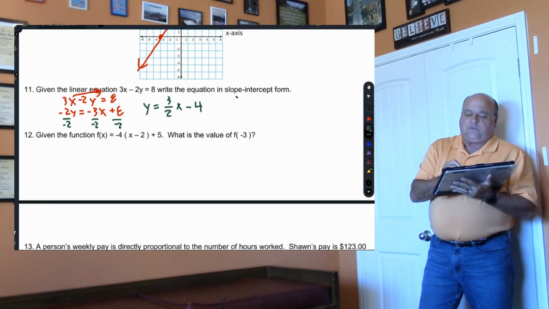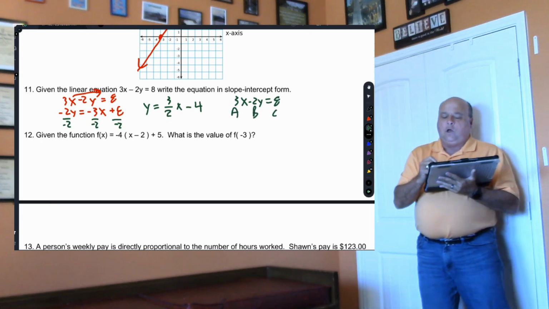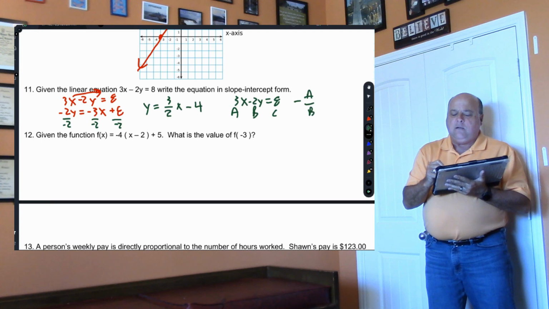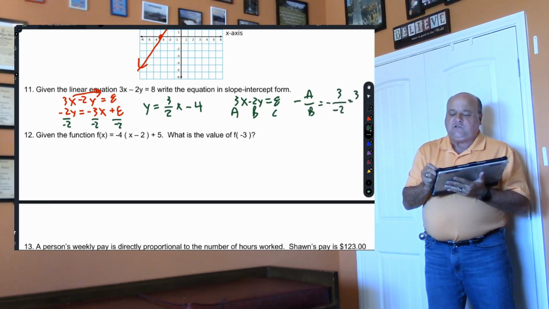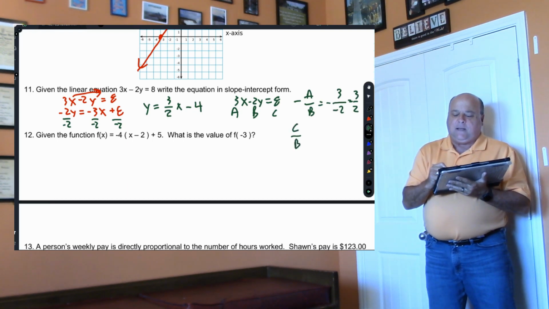Now then, write down 3x minus 2y equals 8. This is my A, my B, and my C. The slope is -a over b. So it's going to be 3 over -2. The slope's going to be 3 over 2. My y-intercept is c divided by b.